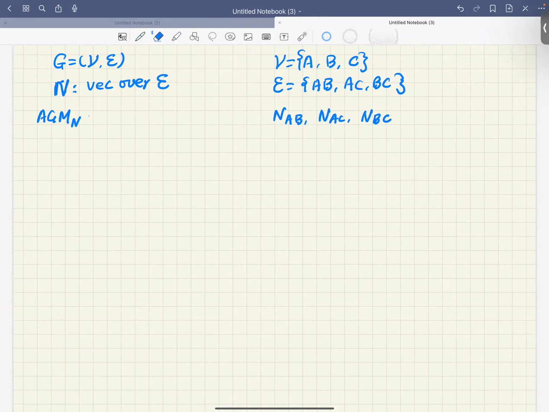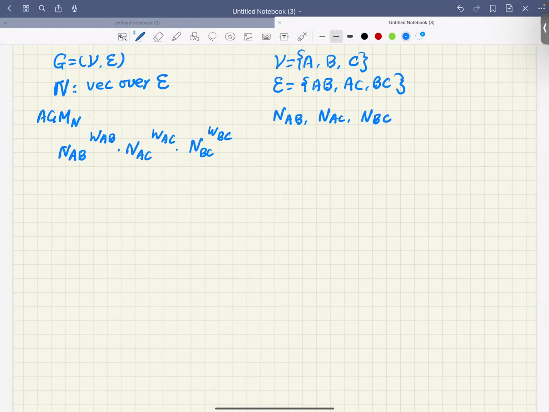I will use my running example to help you recall what an AGM bound is. So this says N_AB to the power of W_AB, N_AC to the power of W_AC, and N_BC to the power of W_BC. I'm going to explain this W very shortly. Some of you should already recognize what I'm talking about.